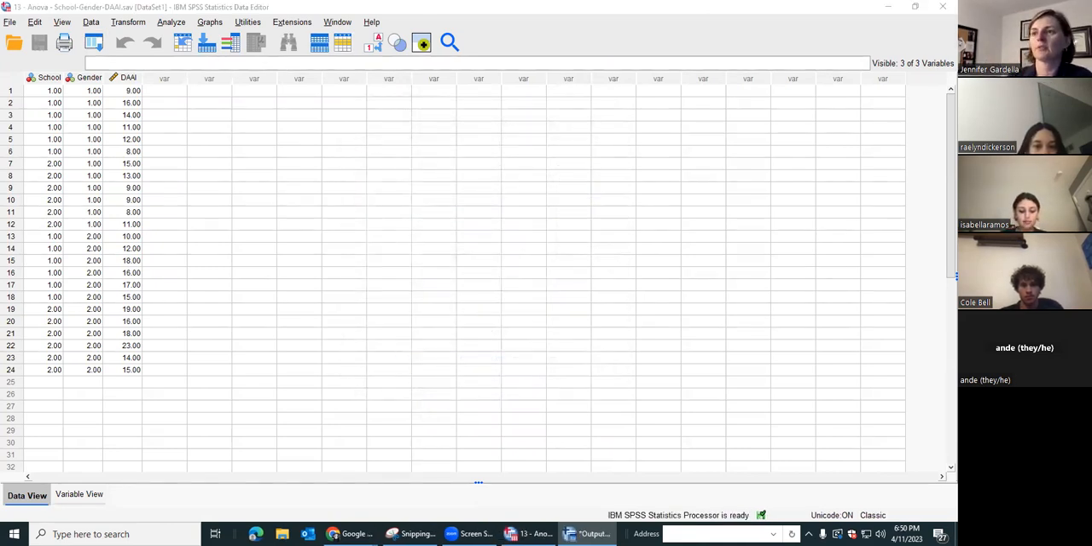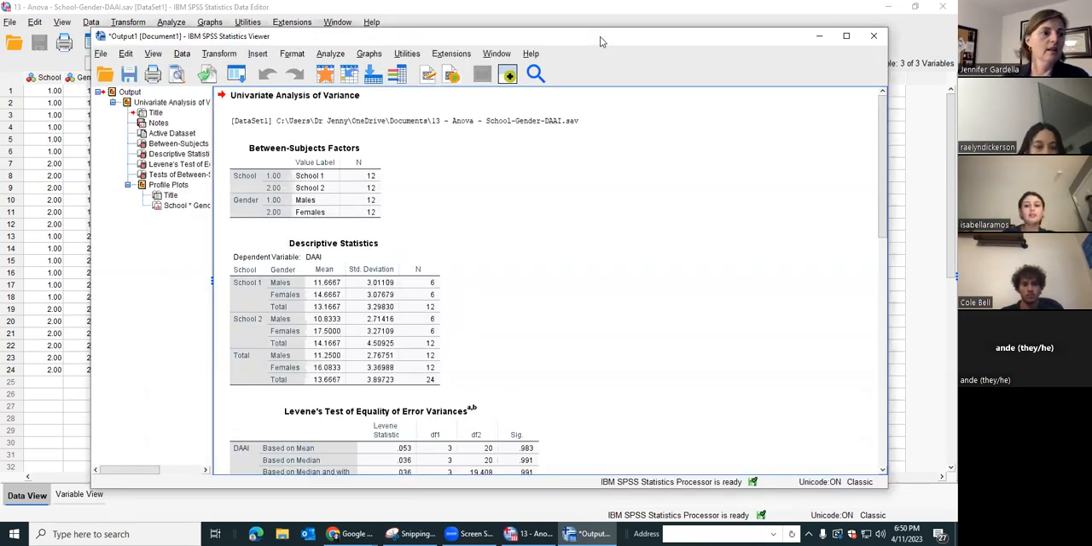Mine pops up in my other screen. Let me grab it and move it over. So what do we got? It tells us here first all the N's. How many subjects are in school by school and how many are in each gender? So this is good. We've got all even numbers. If you wind up with a weird number here, you've done something wrong. Well, for this example.